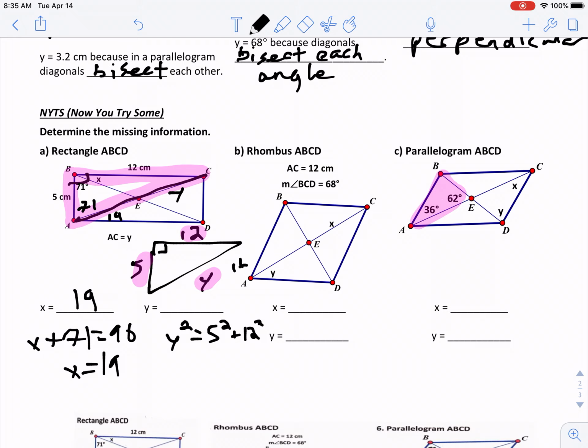I'm just going to work on this side. 25 is 5 squared. 12 squared is 144. Add those together, that's 169. I take the square root. Y is 13.